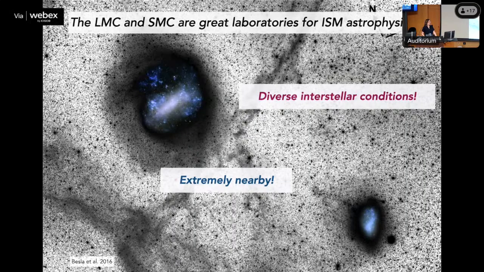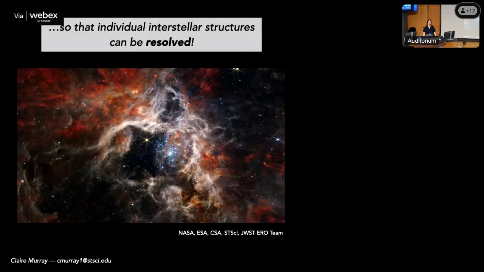These two systems are about 50 to 60 kiloparsecs away from the sun, which means that we can resolve individual stellar structures and also interstellar structures. So, they're one of the best places for actually looking at the detailed interplay between the stars and the ISM, which is, of course, what has brought us all here this week.